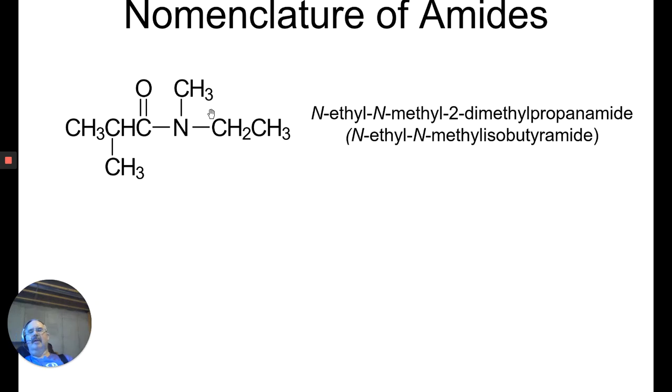And if we have a substituent on the nitrogen, these are located with a capital N. So this is N-ethyl, N-methyl, okay, that should say N,2-dimethylpropanamide. Okay, so that's not correct. In the common nomenclature, this is N-ethyl, N-methyl isobutyramide. So this would be derived from isobutyric acid.